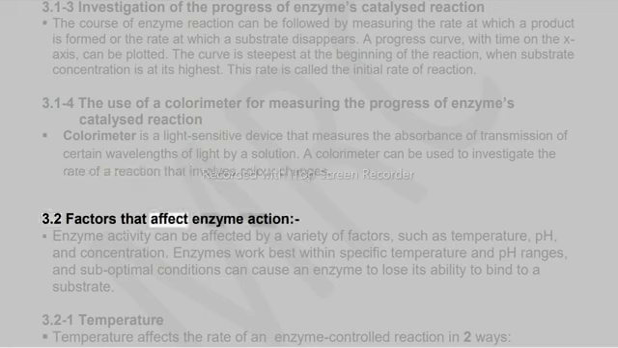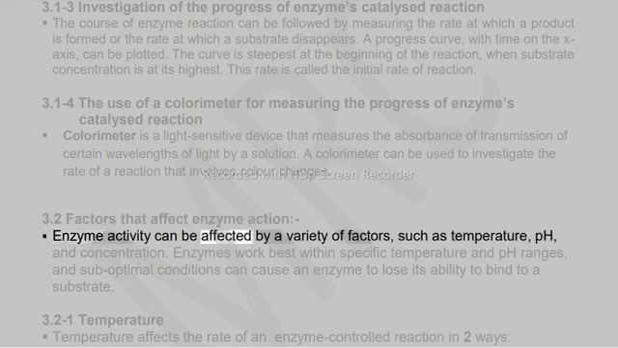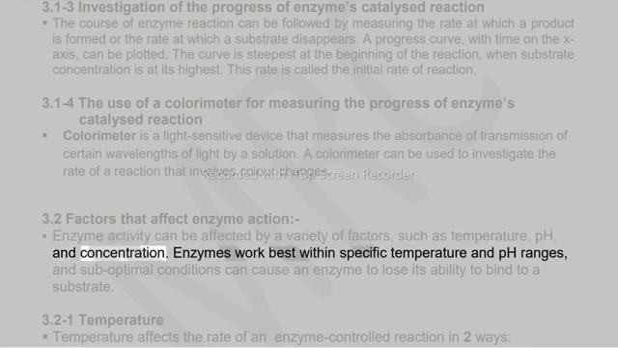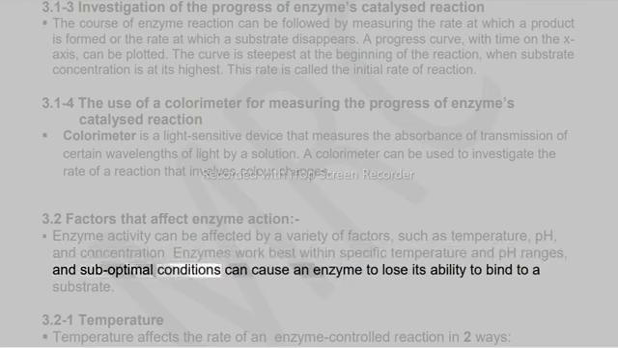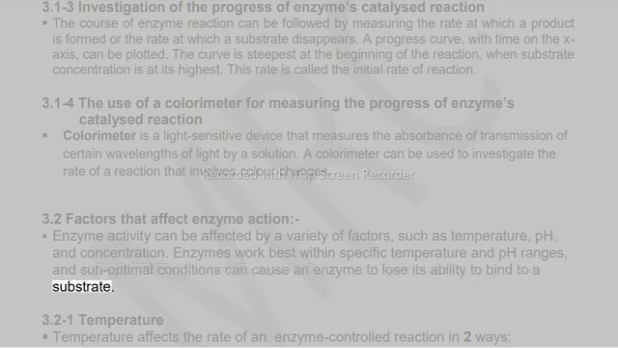3.2 Factors that affect enzyme action. Enzyme activity can be affected by a variety of factors, such as temperature, pH, and concentration. Enzymes work best within specific temperature and pH ranges, and suboptimal conditions can cause an enzyme to lose its ability to bind to a substrate.